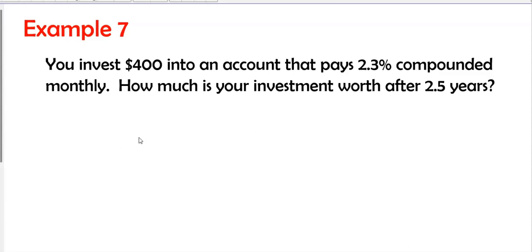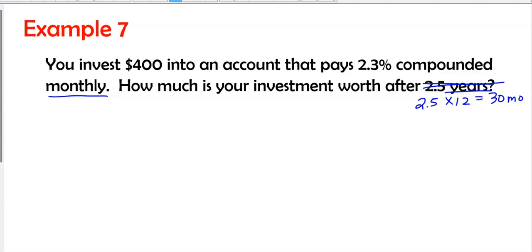Okay, so what's weird and a little more difficult about this one is we have 2 different times going on. We have compounded monthly, but then we have how much is your investment worth after 2.5 years. So the first thing I would do is get all of your time the same. The easiest way to do that is to multiply your 2.5 years by 12, because there's 12 months in a year, and that gives you 30 months. Okay, now our problem is totally converted into months, and that's going to be a lot easier to deal with.